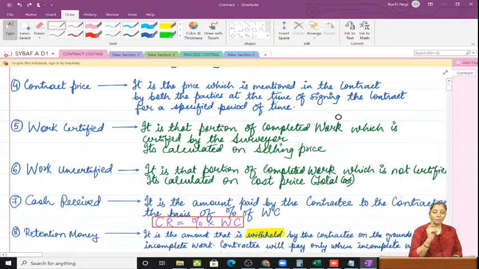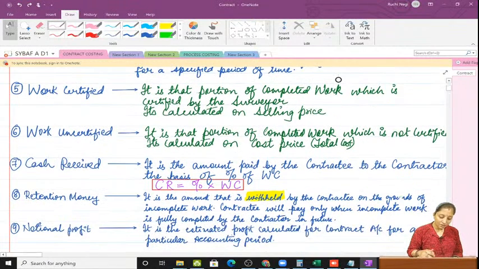Depending on how much the work is certified, it is always certified by a surveyor, that is an engineer who looks after the complete task of seeing how much of the portion of the work is as per the agreement. Work uncertified is the opposite of work certified, the pending work. Say for example, the contract is for 5 years, and in 5 years the building will be 100% complete.